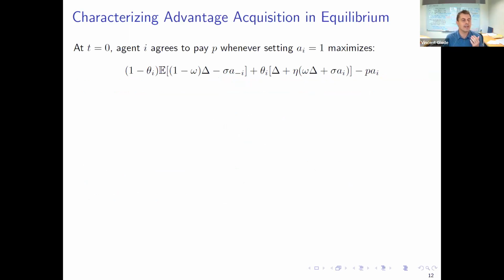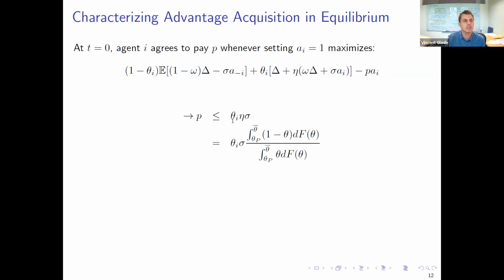So now, when thinking about agents' incentive to acquire the trading advantage, this is the payoff function I showed you. We just need agent I to maximize this profit function. We just need agent I to be better off using that trading advantage with a mass eta of counterparties and paying a price P than not. So we can solve easily. We just need P to be small enough.